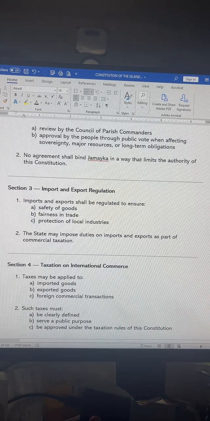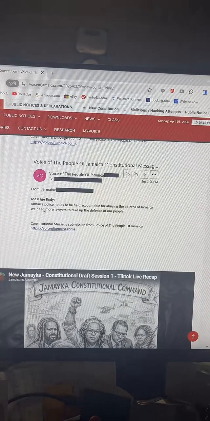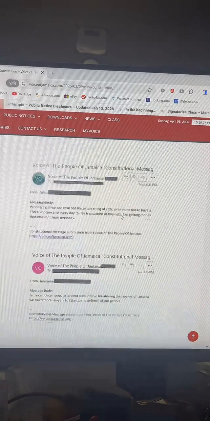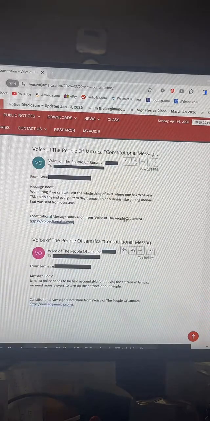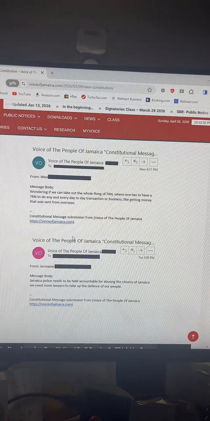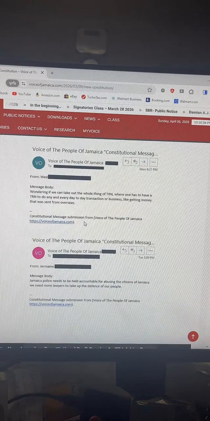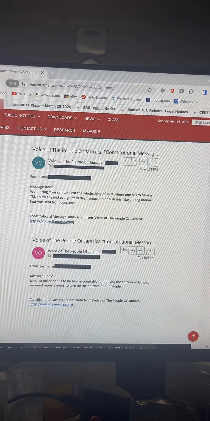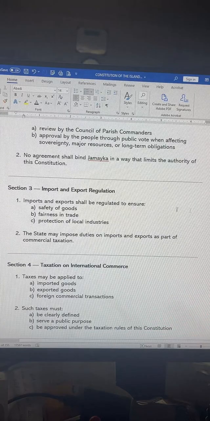Right? So last one, we have: Jamaica police need to be held accountable for abusing the citizens of Jamaica. We need more lawyers to take up the defense of our people. So we already covered that. The public officials no longer have immunity, right? And if they commit crimes or if they violate rights, they are tried in the same way a citizen would be tried, under the same laws that govern us. So we don't have to worry about that last one.